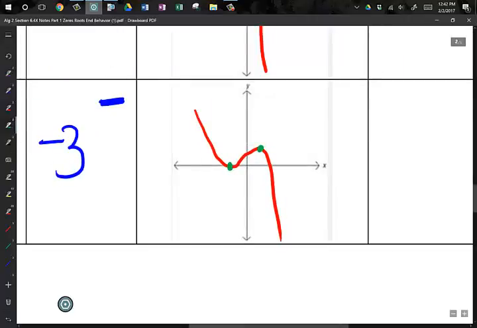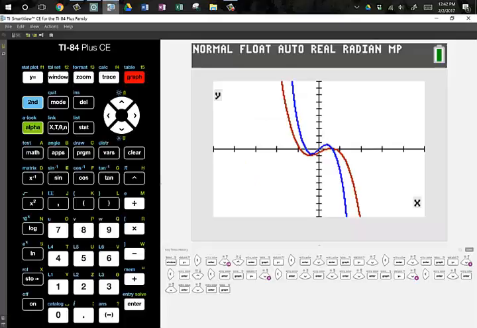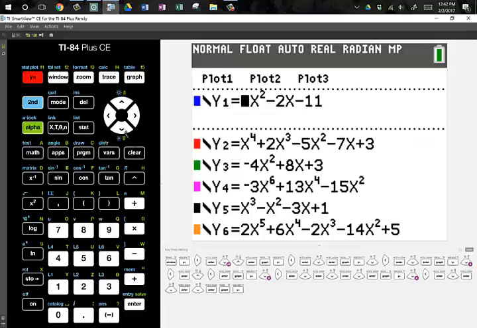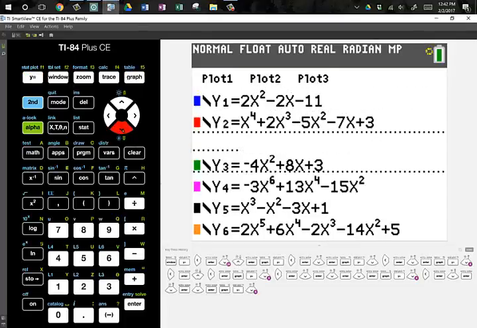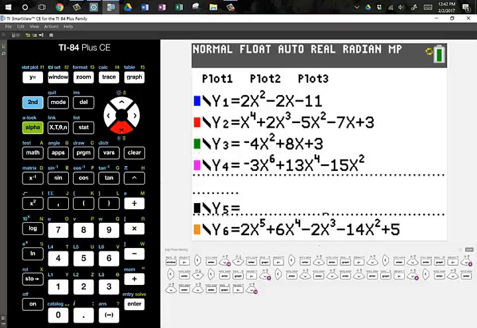I must have graphed it wrong. Let's go back to the graph. Y equals down, down, down, down, down, down, down, all the way down to where Flounder lives.